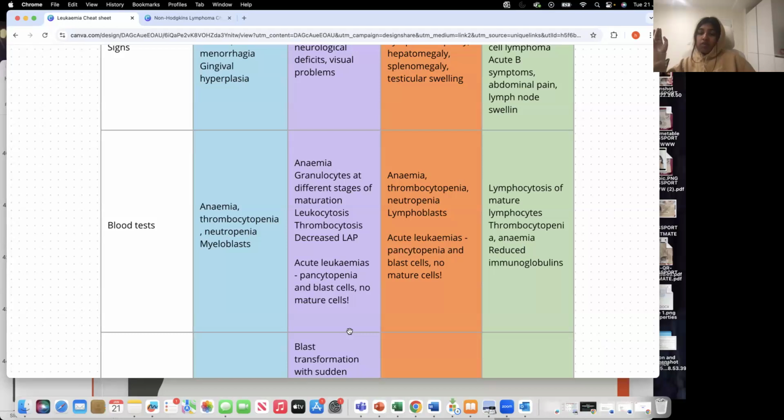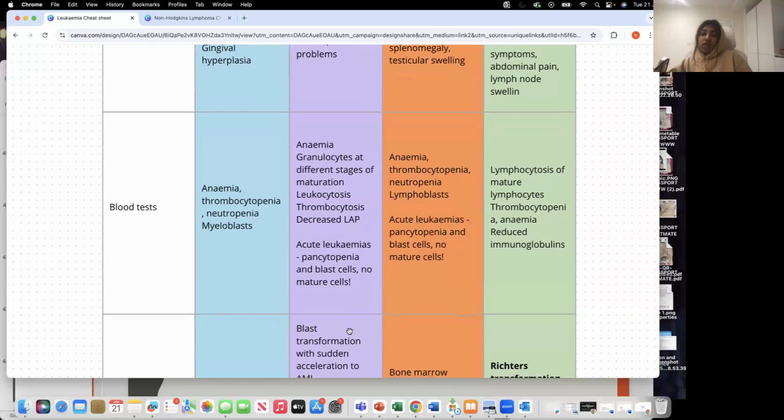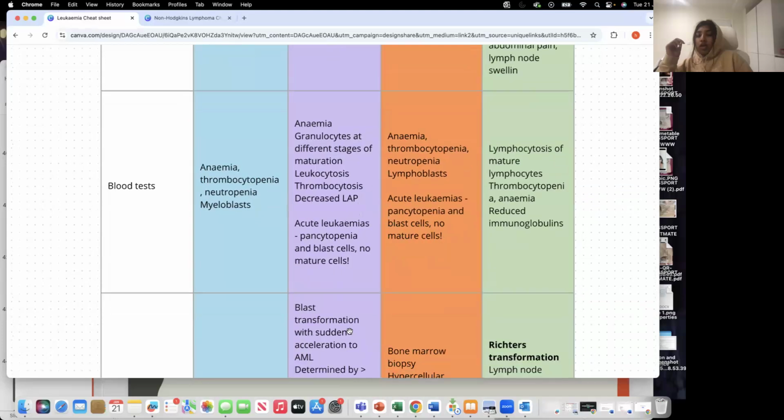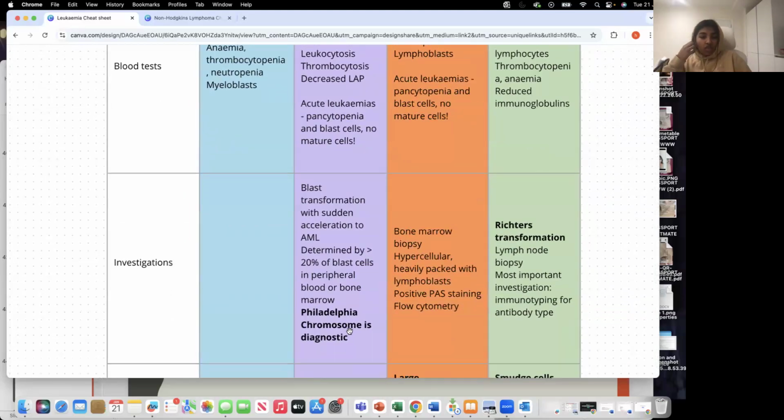CLL, you will see lymphocytosis of mature lymphocytes, again, because it's a chronic leukemia, thrombocytopenia, anemia, immunoglobulins. So just remember whether you're going to see blast cells, whether you're going to see mature cells, whether it's a myeloid cell or lymphoid cell, and then boom, you know which one it is. Investigations.